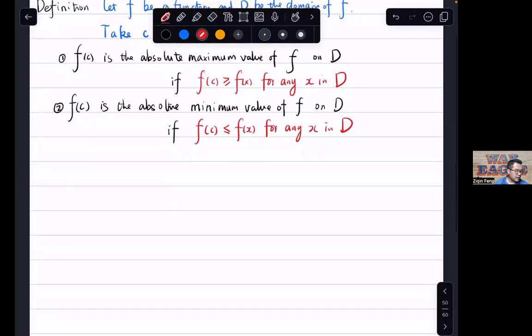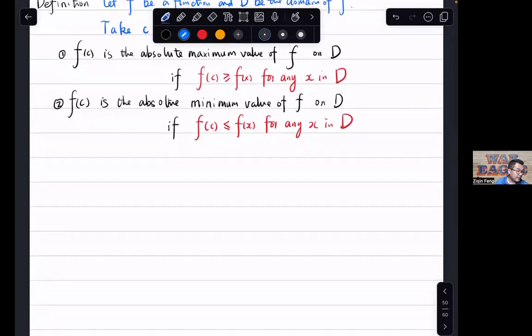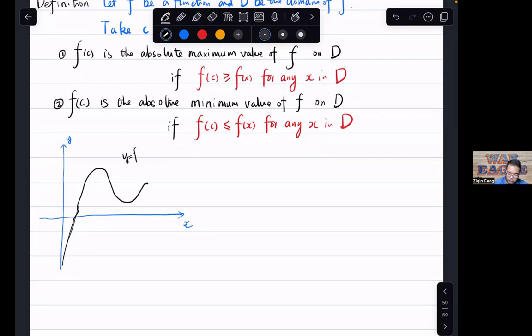So let's try to sketch an example, try to identify the absolute maximum and absolute minimum. Let's say this example. This is our y-axis. This is our x-axis, right? We have a function that looks like this. I can see that there are some special points. This function is getting larger and larger negatively with no lower bound. So this is our function y equals f of x.